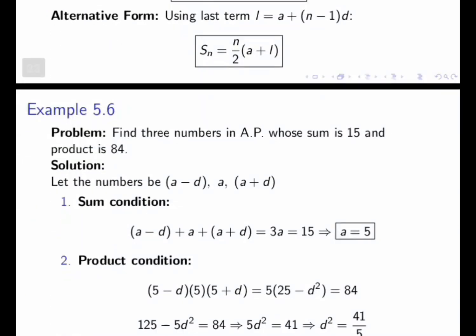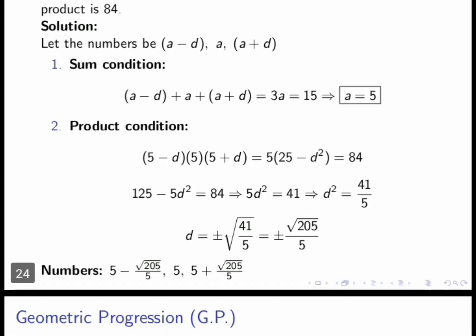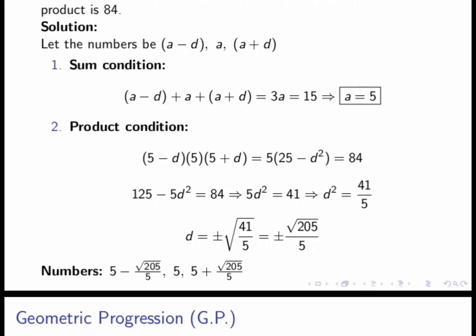So let's take a few examples. Now mind you, these are the type of questions you'll be seeing under AP, not just like the secondary school method that you've been using. The question says, find the three different numbers in AP whose sum is 15 and their product is 84. Now the numbers are unknown, we don't know them. Whenever I come across situations like this, what you are going to do is pick 3 different variables from an arithmetic sequence, and the major ones that we usually pick are a minus d, a, and a plus d.